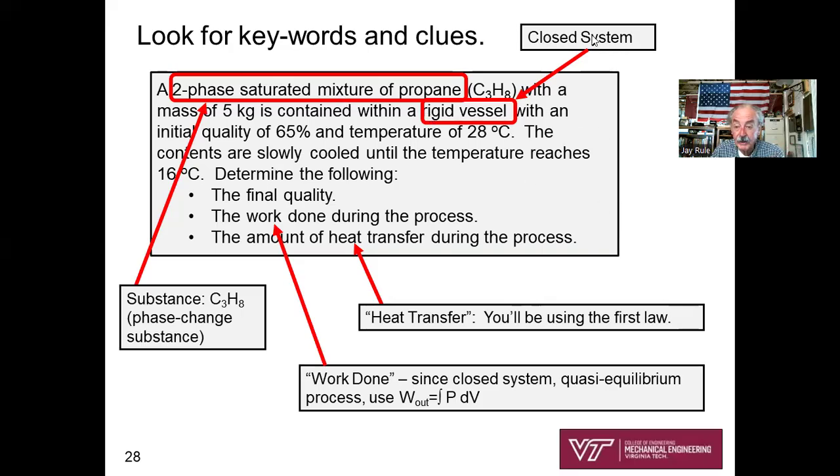That is a key word, isn't it? It's a closed system. And it's also a key word. Rigid vessel is a key word for something else, isn't it? Constant volume. Okay. The work done, that should pop right in your mind. The work done, if I can look at the area under the curve on a PV diagram, I've got it made. Integral PdV. Heat transfer, going to use the first law. That's that little trick, that little hint. You see the word heat transfer, you're probably using the first law.